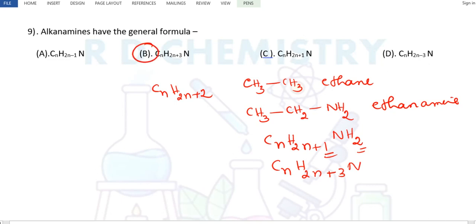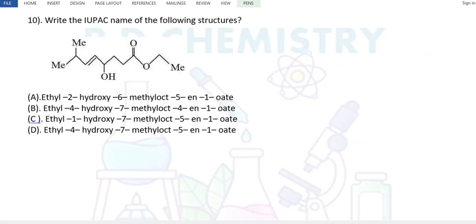B is the answer. Right? Question number 10. Write the IUPAC name of the following structure. Me is given. Me stands for the CH3 group. Okay, so Me stands for CH3. Then here also CH3. This is CH3 and then CH2.